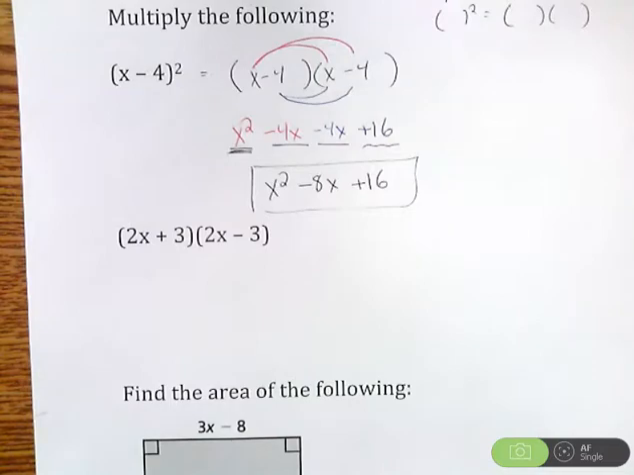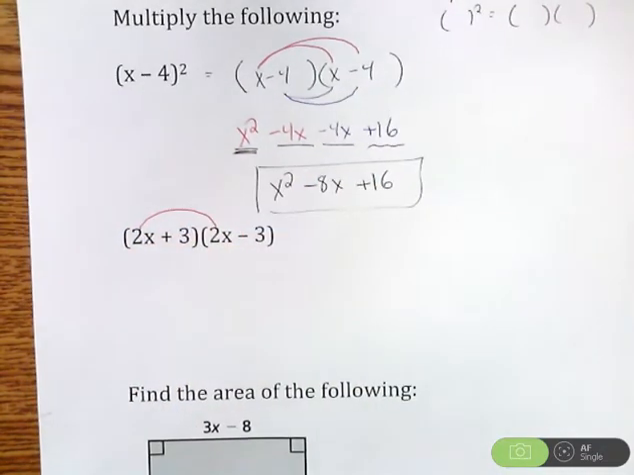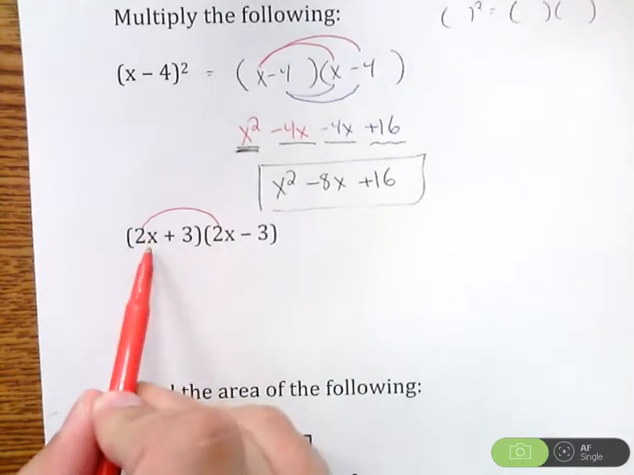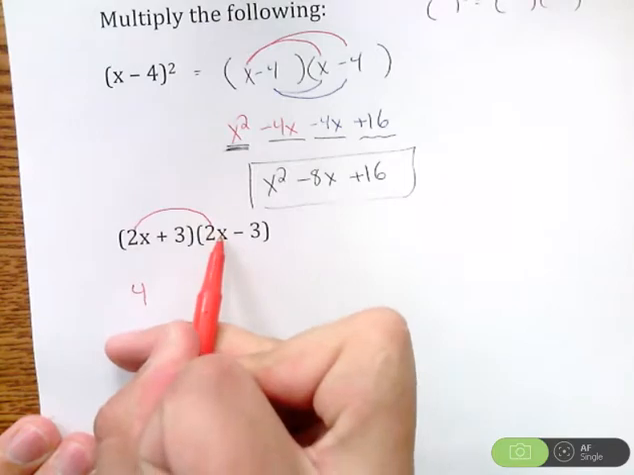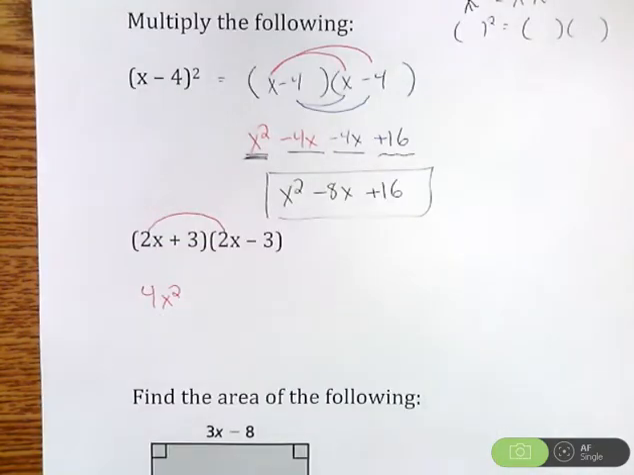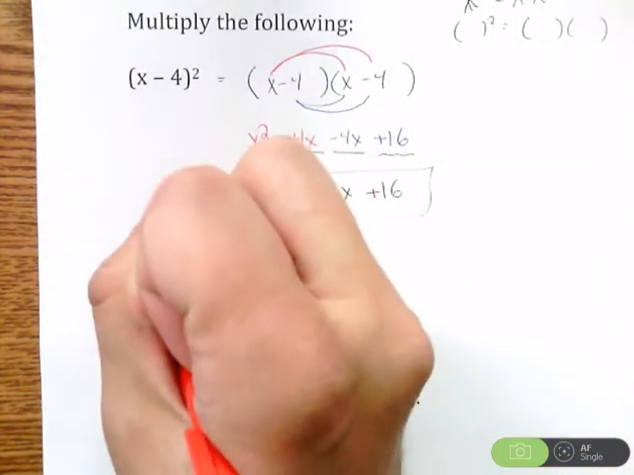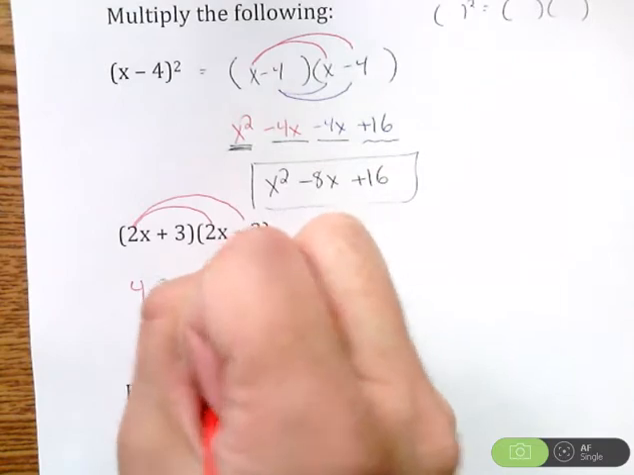So you're going to continue through with your distribution as always. Take 2x times 2x. So if you do 2 times 2, that's 4. X times x is x squared. So when you do 2x times 2x, that's 4x squared. We take 2x times negative 3, which is negative 6x.